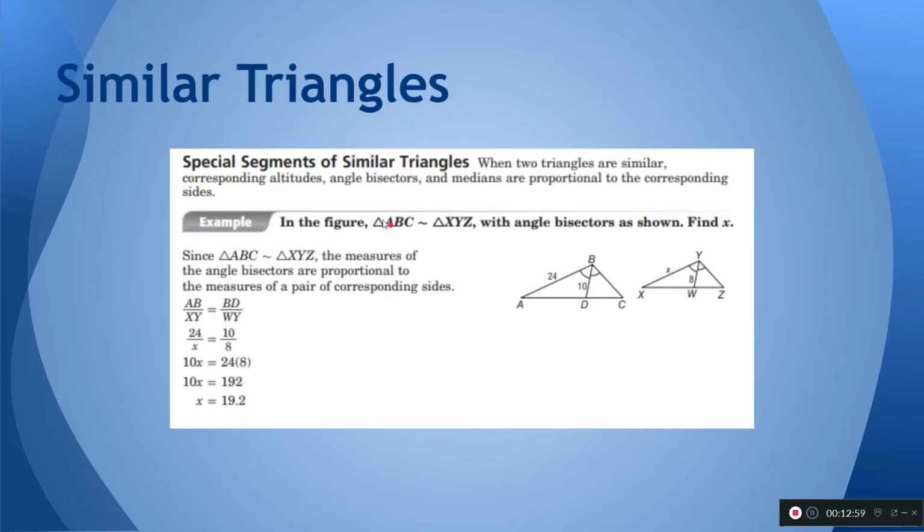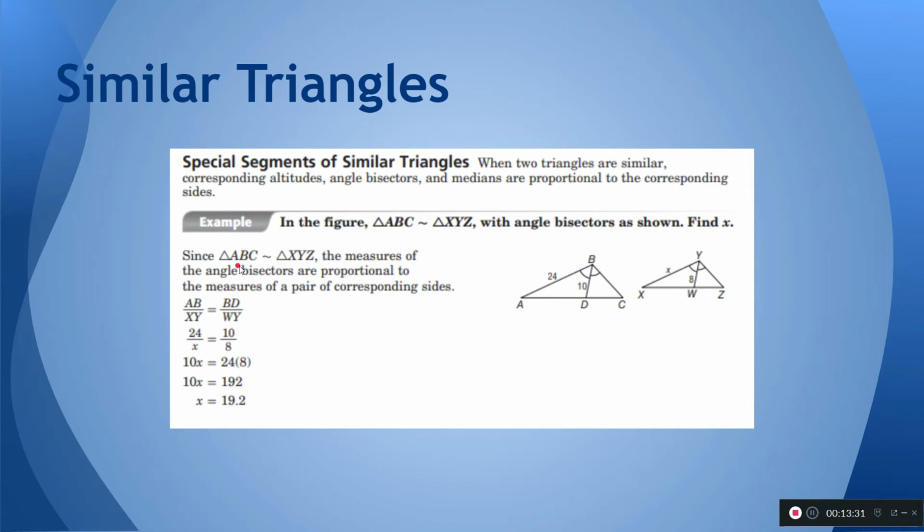Next segment here, we have special segments and similar triangles. When two triangles are similar, corresponding altitudes, angle bisectors, and medians are proportional to the corresponding sides. So we're taking those parts of a triangle that we've examined before, the altitudes, the angle bisectors, and the medians. We're talking about the proportionality of them within similar triangles. Remember, similar triangles are triangles that are not necessarily the same size, but they have a proportionality to them. There's a scale that shows them being similar.